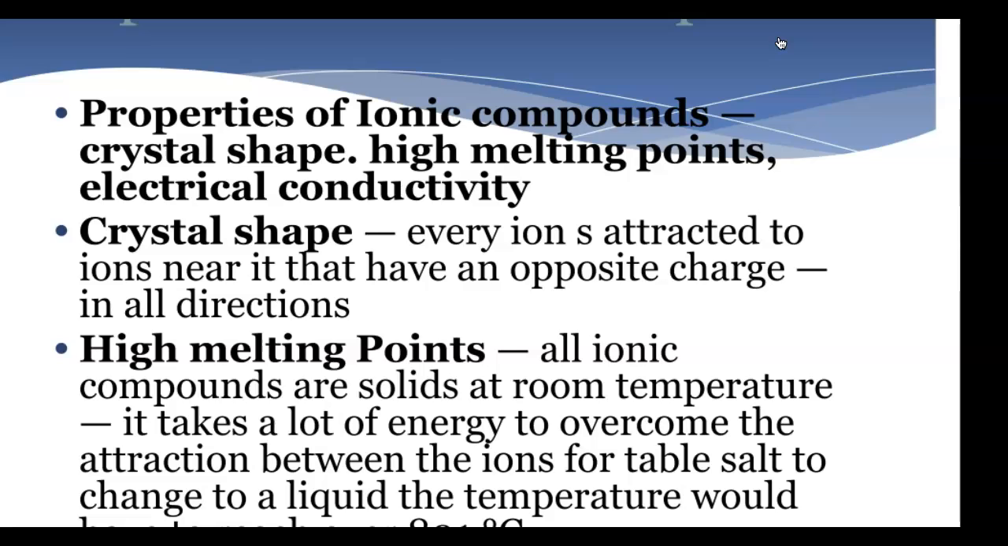All right, the properties of ionic compounds are going to be very similar to the properties of metals. They're going to have a crystal shape, they're going to have a high melting point, and they're going to be able to conduct electricity. The reason being, the ions can make electrons move between things. So every ionic compound has some sort of crystal shape. They're all going to have a high melting point, sort of like our sodium chloride, which reaches a temperature of 801 degrees Celsius before it changes to a liquid.